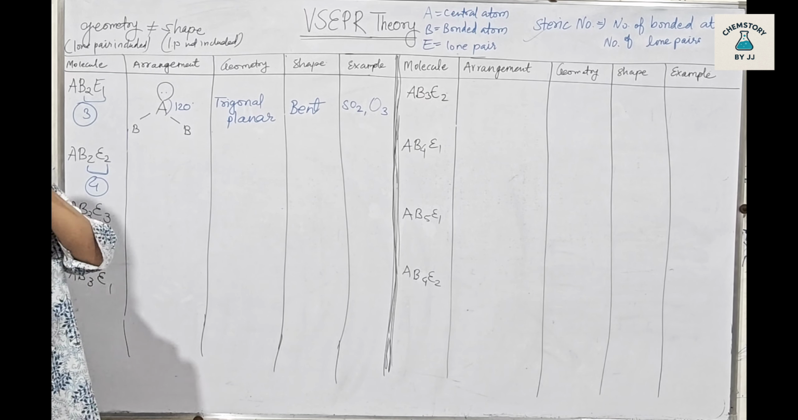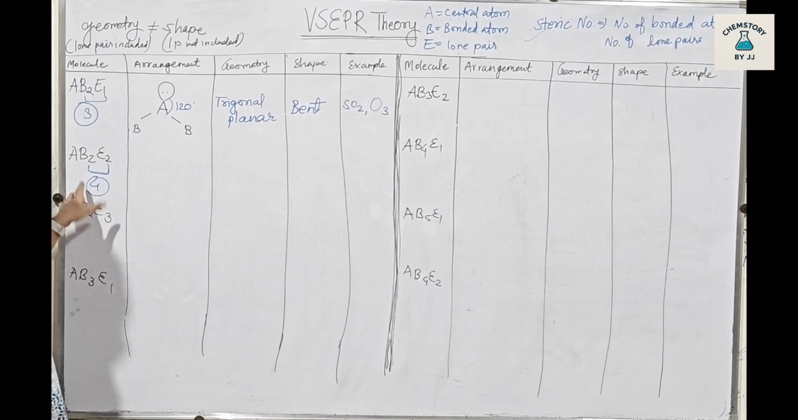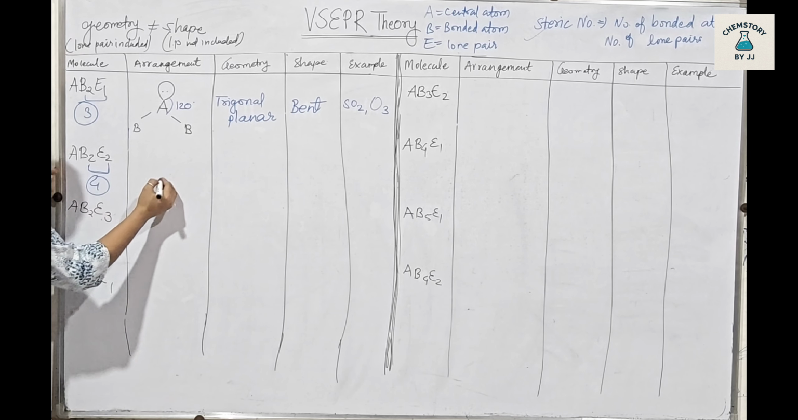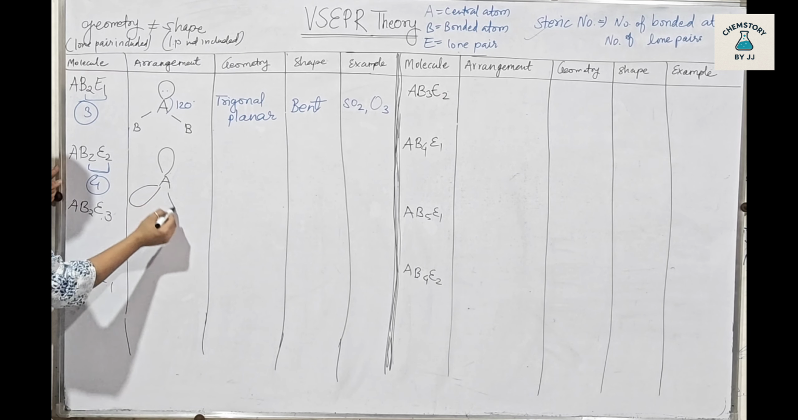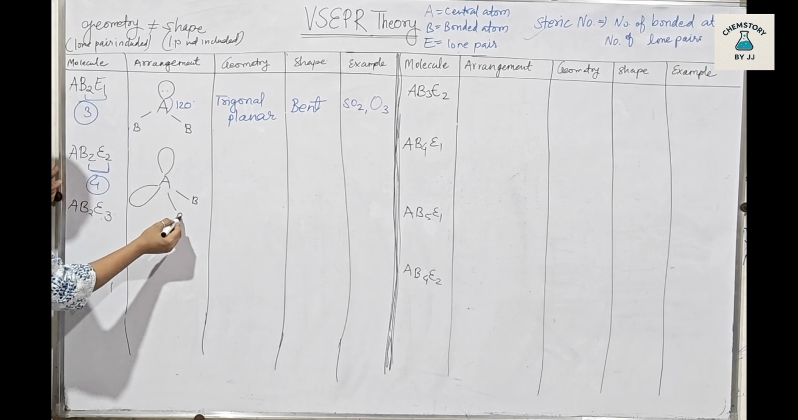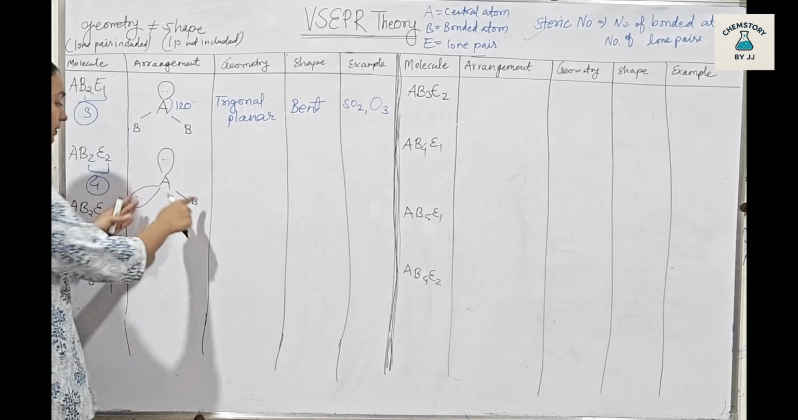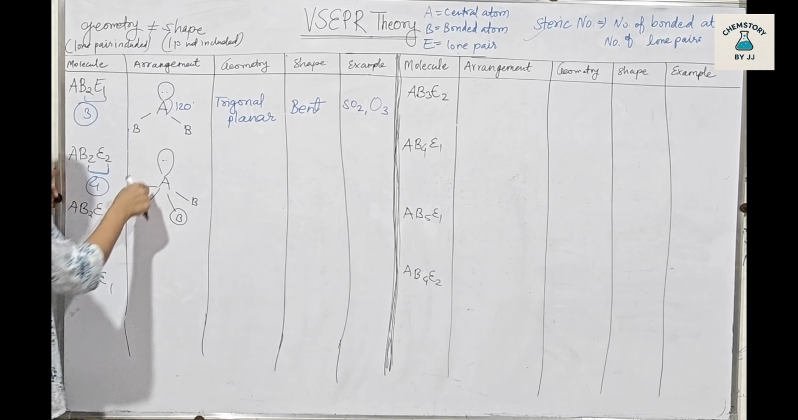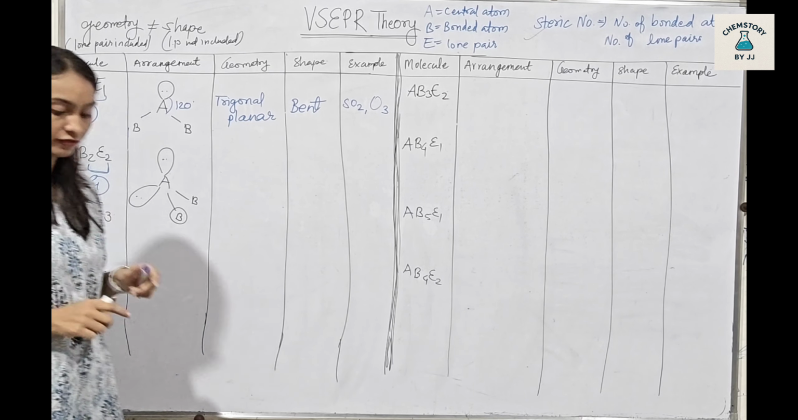Now for AB2E2 molecule, see, the steric number is 4. Whenever the steric number is 4, remember this very well, the geometry will be tetrahedral. Okay, how? One A, a lone pair, another lone pair, and this B coming forward, this B going backward, and this A and these two lone pairs in the plane, right?